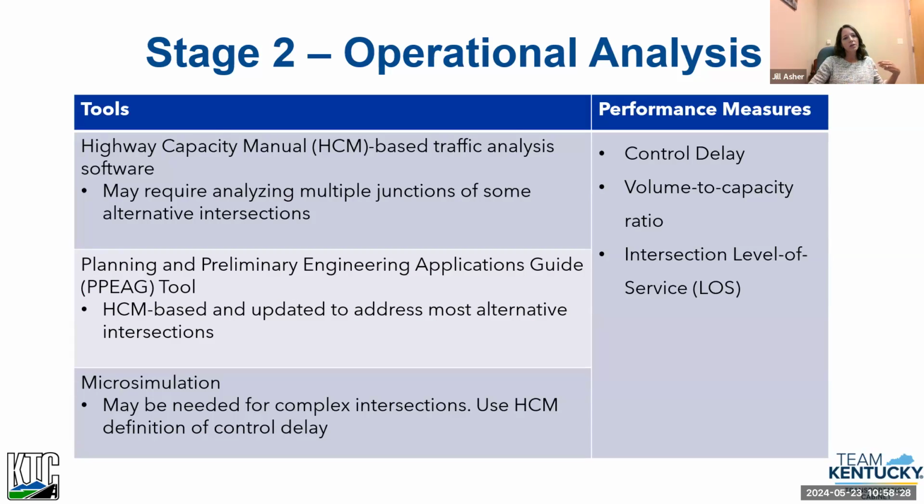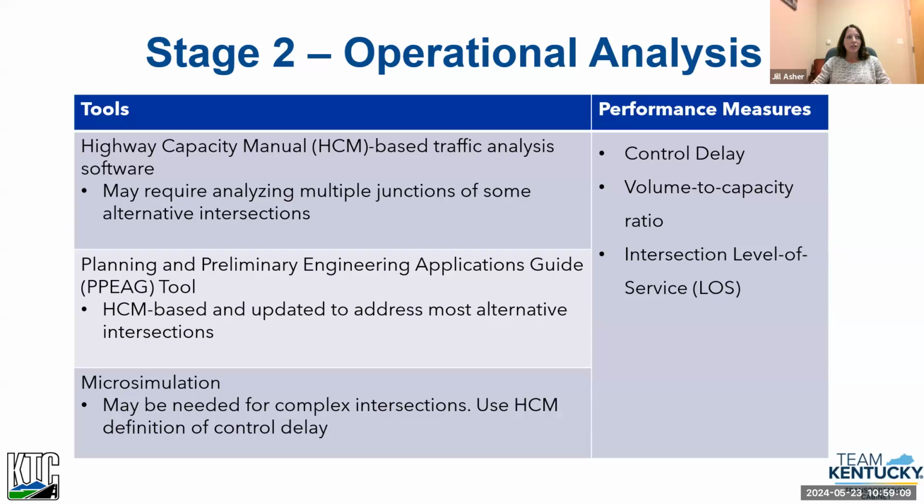So the first thing that you want to look at again is that operational analysis. This is the point where the process should be similar to what we've done in the past, looking at the operations of intersections. You want to use some sort of Highway Capacity Manual based traffic analysis, like maybe HCS or something like that, to look at your intersections. For intersections that aren't very complex, you could also use the planning and preliminary engineering applications tool. It's HCM based. It requires a little bit more data than CDAT does, but not a whole lot. And so we will take a look at that.